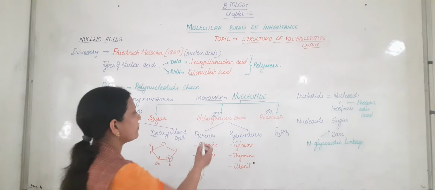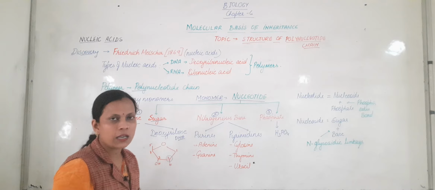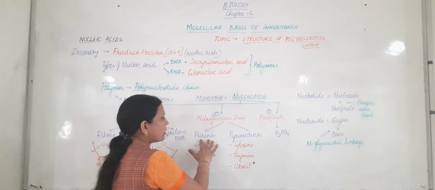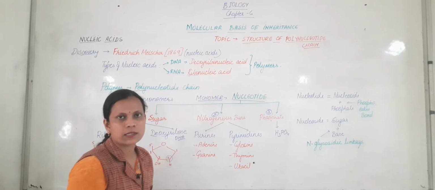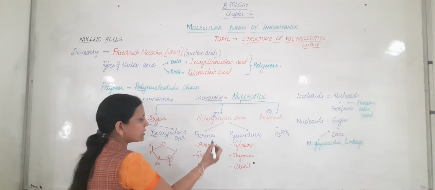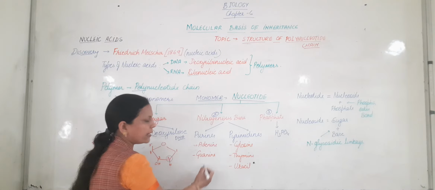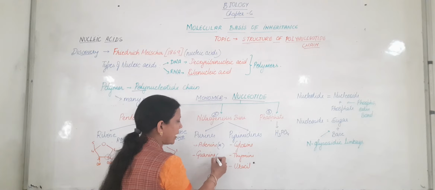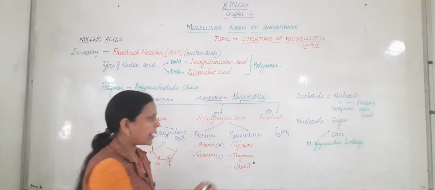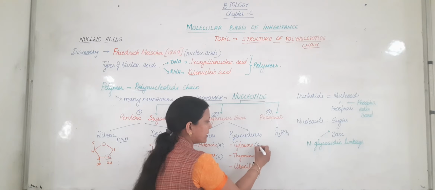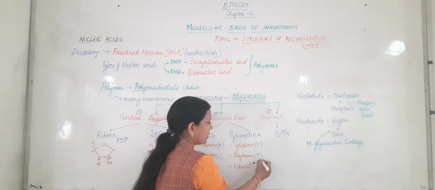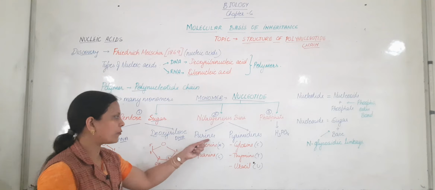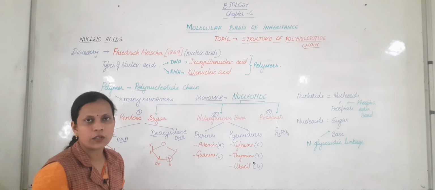Now, we come to the nitrogenous bases. Nitrogenous bases are the ringed compounds. Ringed structures, these are of two types, purines and pyrimidines. Now, come to the purines. Purines are of two types, adenine and guanine. In the further studies, we will take it as A and G. And pyrimidines are of three types, that is cytosine C, thymine T and uracil U. So, there are three types of pyrimidines and two types of purines.